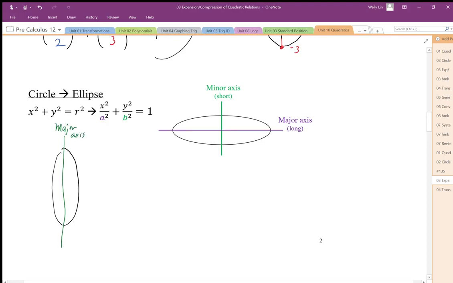It can switch, right? Before it was minor, now it's long, it's major. That goes with our y. Our minor axis is now the short axis, and it doesn't matter if it's x or y. In this case, that's our x-axis, that goes with the A. It's now the minor axis. This is our major axis because it's longer, and it goes with the A with the x.